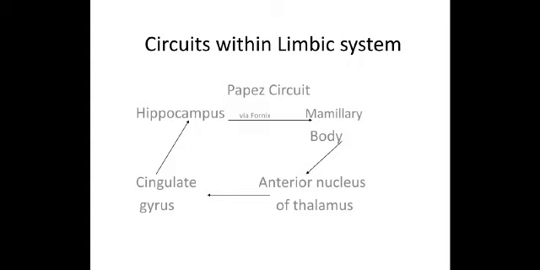So all of you must be very much aware that this tract is connected by the fornix from the hippocampus to the mammillary body, and the mammillothalamic tract connects to the anterior nucleus of thalamus and finally the cingulate gyrus cortex, which connects back to the hippocampus.